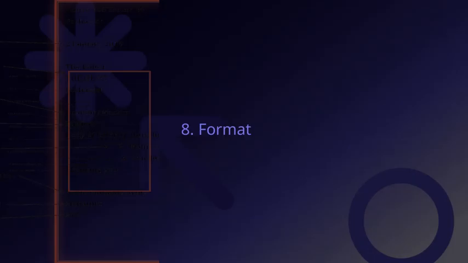Let's talk about the format now. When we consider format, we're really focusing on how the content is organized and presented to make it clear and engaging. This includes the structure of your slides, the use of visuals, and how information flows from one point to the next. A good format helps your audience follow along easily and stay engaged with your message.